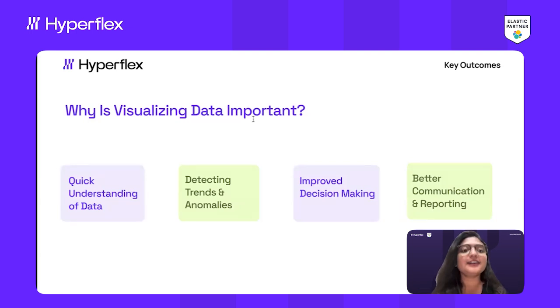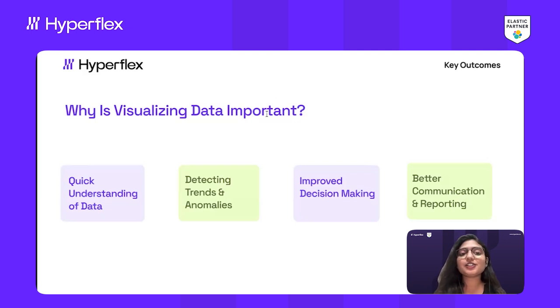Fun fact here: humans process visual information 60,000 times faster than textual information. That's where the key strength of Kibana comes into the picture. Kibana is specially designed to create powerful visualizations. There are multiple types of visualizations available, and you can fully customize these visualizations based on your needs.